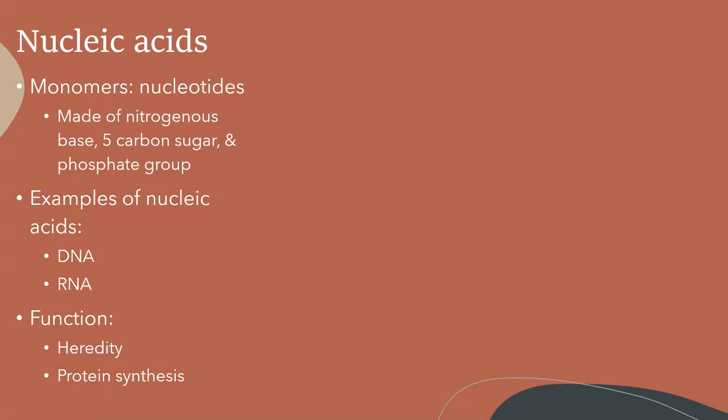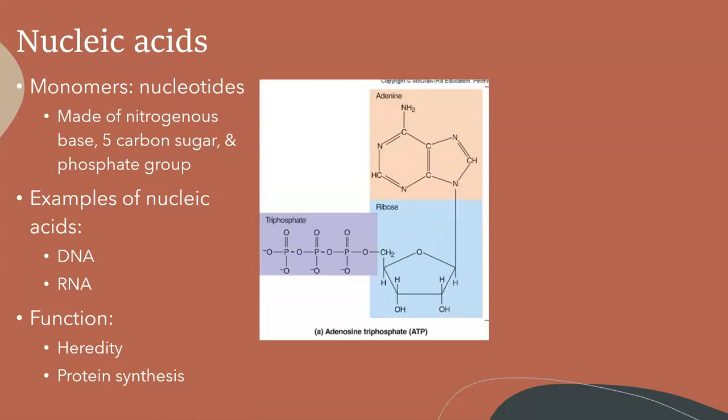Nucleic acids. What are the monomers of nucleic acids? They are nucleotides. And so sometimes nucleotides and nucleic acids, those things run together. But the monomers of nucleic acids are nucleotides. Nucleotides are made up of three things: a nitrogenous base, a 5-carbon sugar, and a phosphate group. Now this is ATP. ATP is adenosine triphosphate. Triphosphate. 1, 2, 3 phosphate groups on ATP.